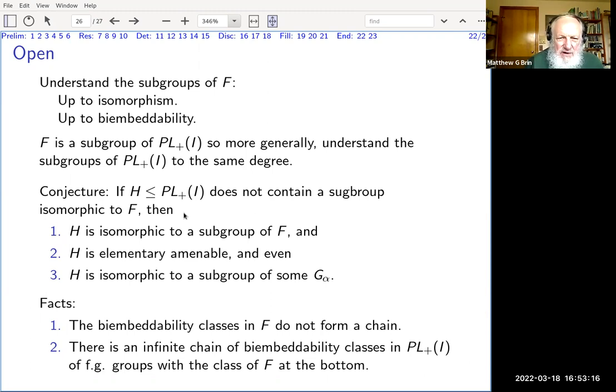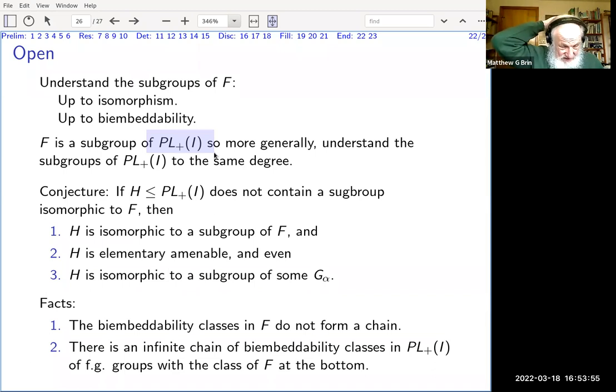Initially, this was to understand subgroups of F. Up to isomorphism seems to be a bit much. Up to biembeddability seems a little more practical. F is a subgroup of the piecewise linear orientation preserving homeomorphisms of the interval. Many of the properties of F are already expressed in the group PL plus I. And so you can ask the same question of PL plus I, try to understand the subgroups either up to isomorphism or up to biembeddability.